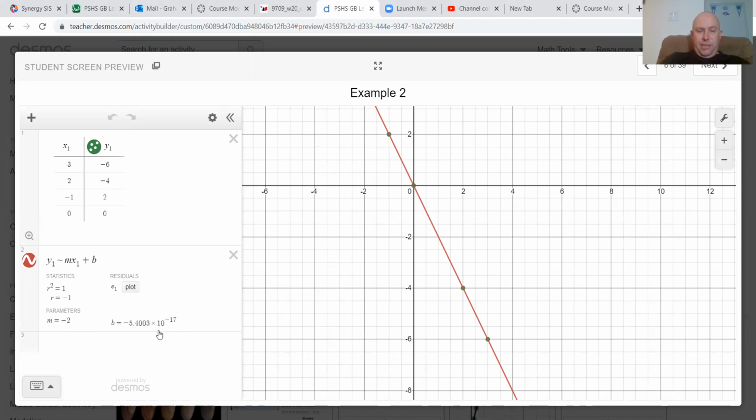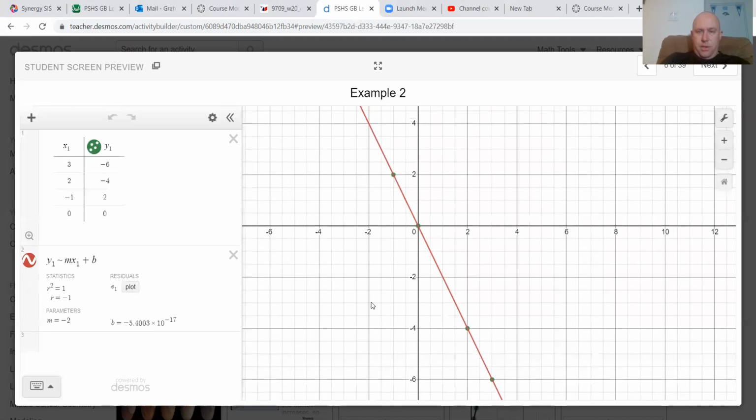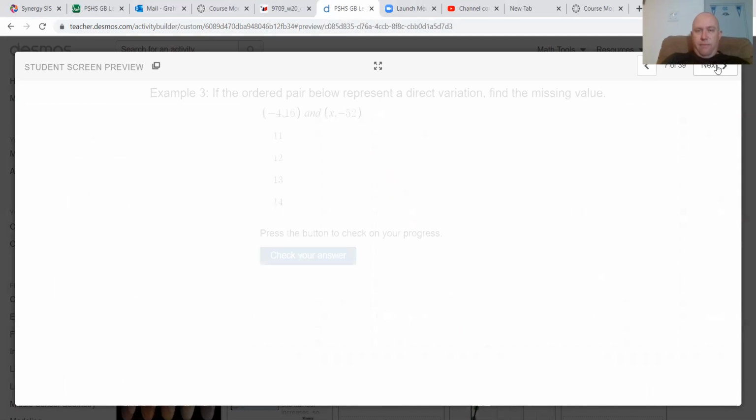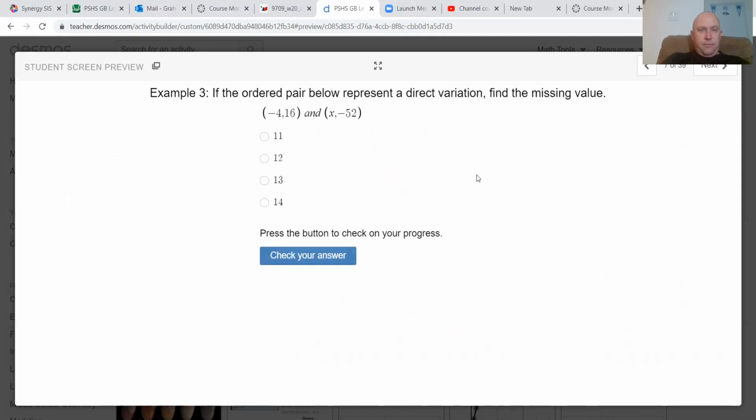Interestingly here, it doesn't say 0. It says -5 times 10 to the -17. If you remember from middle school, that means basically -0.0000000, 17 zeros and 5 pretty much. So basically it is 0. Kind of strange that it did that. But you can certainly see those points, and you can see that it makes a straight line going through 0. So that's another way just to check if you're not sure which type of variation it is.